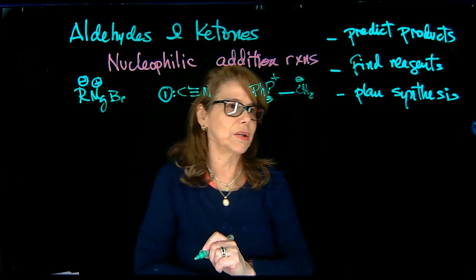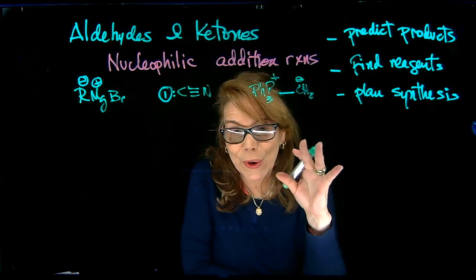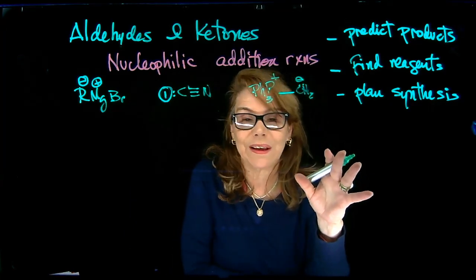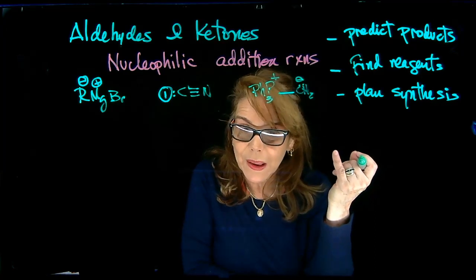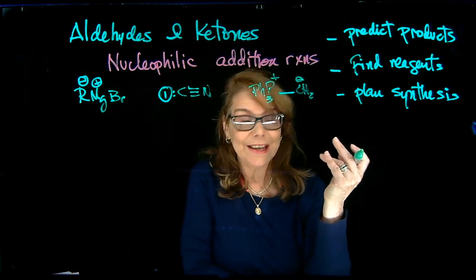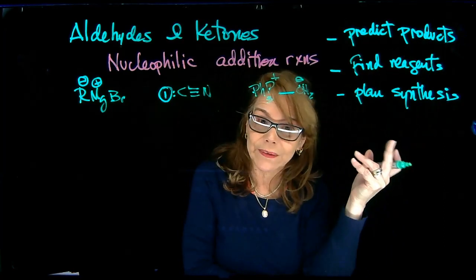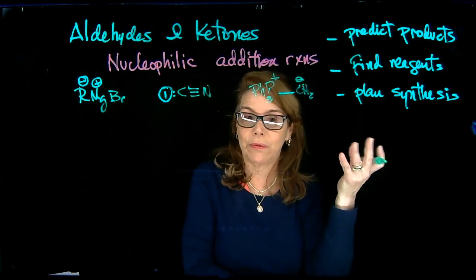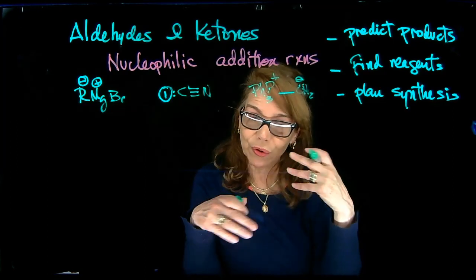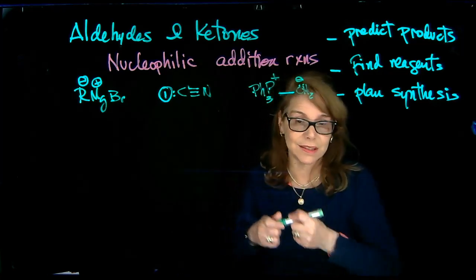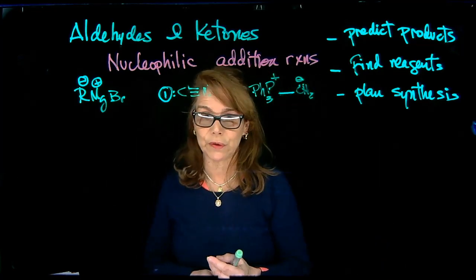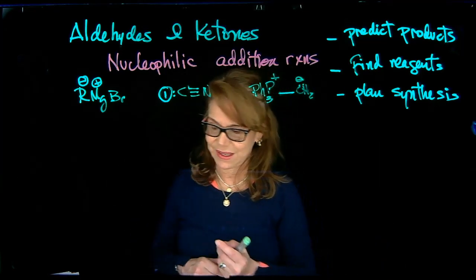Here, negative charge. Remember that our goal when we're studying functional groups is analyzing how we can prepare them, how they react to predict products or find the reagents if we're given the final products, and how we can use that knowledge to plan synthesis, interconverting functional groups. So let's go with the Grignard.